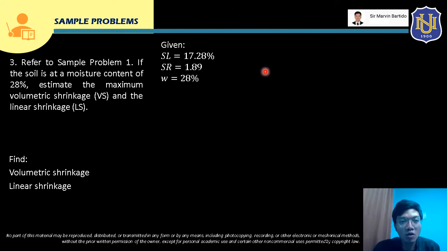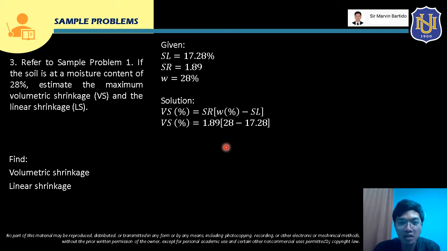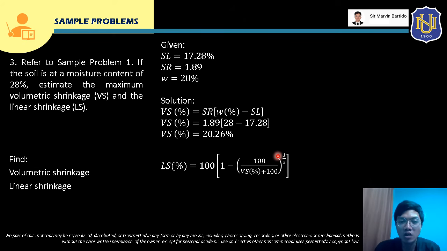Okay. So from here, class, we are going to solve first the volumetric shrinkage. So ito, class, yung formula natin. So this is equal to SR times water content in percent minus shrinkage limit. So yung SR natin, given na yan, 1.89, yung water content 28. So it should be in percent ha. And then yung SL natin 17.28. So yung makukuha natin dito, class, na VS ay 20.26%. So yan na yung sagot, class, para sa VS.